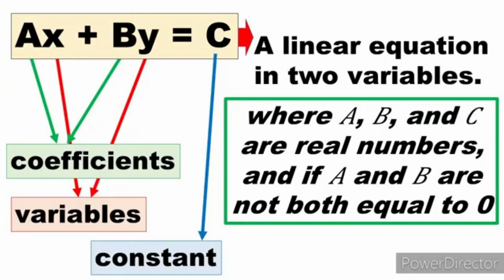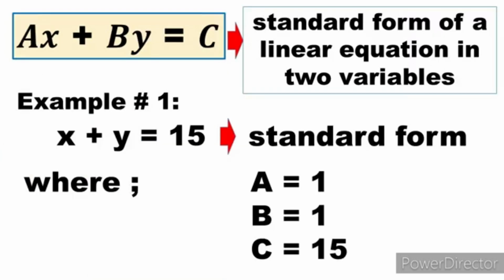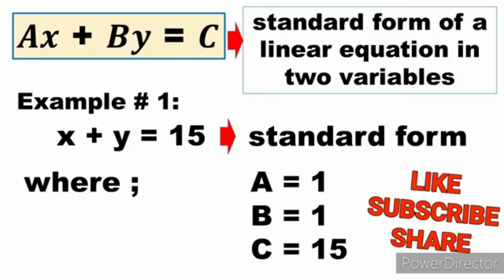Ito ang standard form ng linear equation in two variables. We have ax plus by equals c. Yung a and b, yun yung tinatawag na coefficients. And then yung x and y are variables. Yung c, yun yung constant. Where a, b, and c are real numbers, and a and b are not both equal to 0. Okay, standard form ang linear equation natin kapag yung may variable na x and y ay nasa left side ng equation. And then, yung constant is nasa right side. Nasa form siya ng ax plus by equals c.